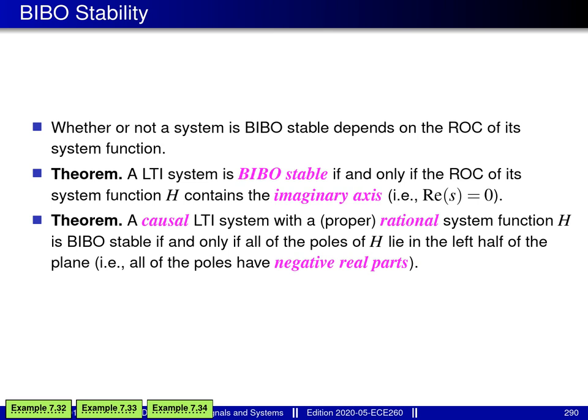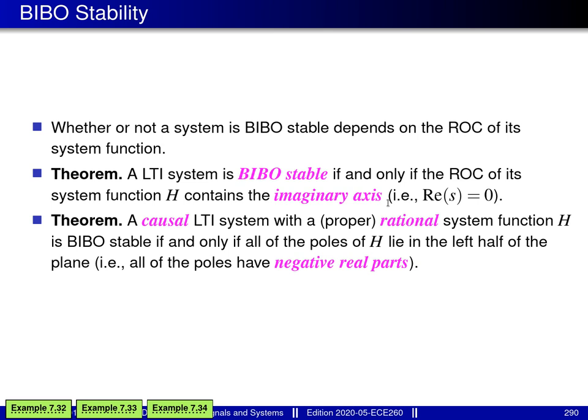Next, I'd like to consider how the BIBO stability property can be characterized in terms of the system function of an LTI system. As it turns out, the BIBO stability of an LTI system depends on the region of convergence of its system function. In particular, we have the two theorems stated on this slide. The first of these two theorems reads as follows. An LTI system is BIBO stable if and only if the region of convergence of its system function big H contains the imaginary axis.